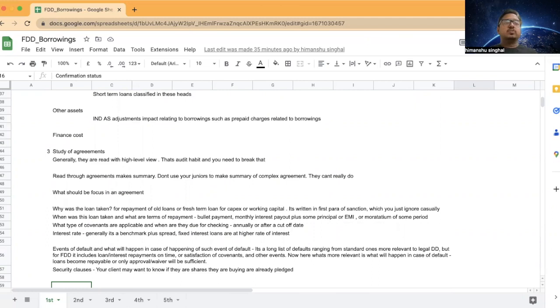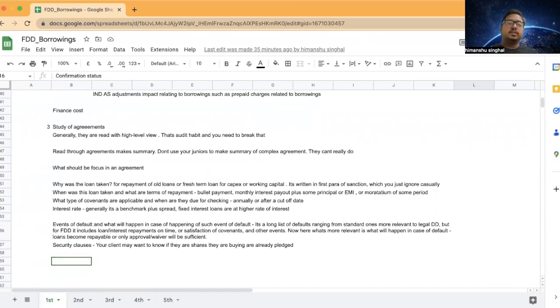Okay, so generally people read the agreements on a high level, and juniors prepare the summary. But in case of a complex agreement, I would suggest that you yourself prepare the summary, because the terms are very complex, and you may want to read them through. Okay. So what should be your focus while studying an agreement?